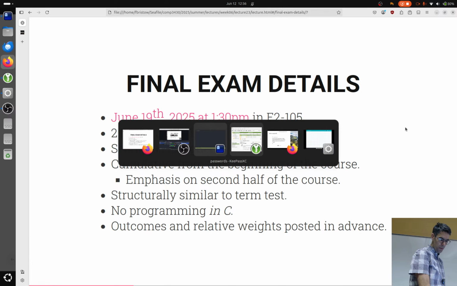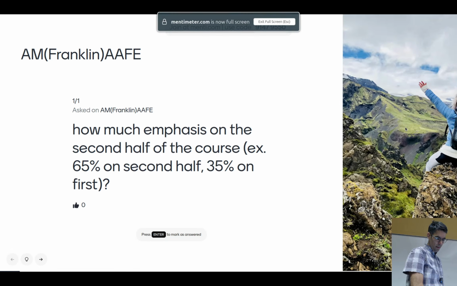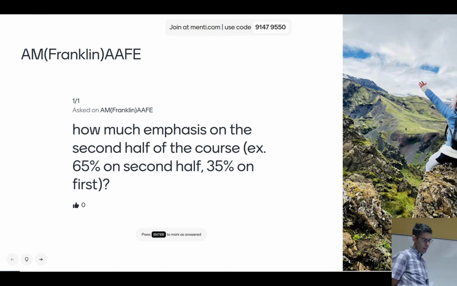So I'm going to pop over to the questions. How much emphasis is going to be on the second half of the course? I haven't fully prepared the final exam yet, so I'm going to say that this estimate, 65% and 35%, is probably a reasonable estimate of how much to expect on each part of the material. One thing you can almost expect is that there might be questions that mix some ideas from different parts of the course.